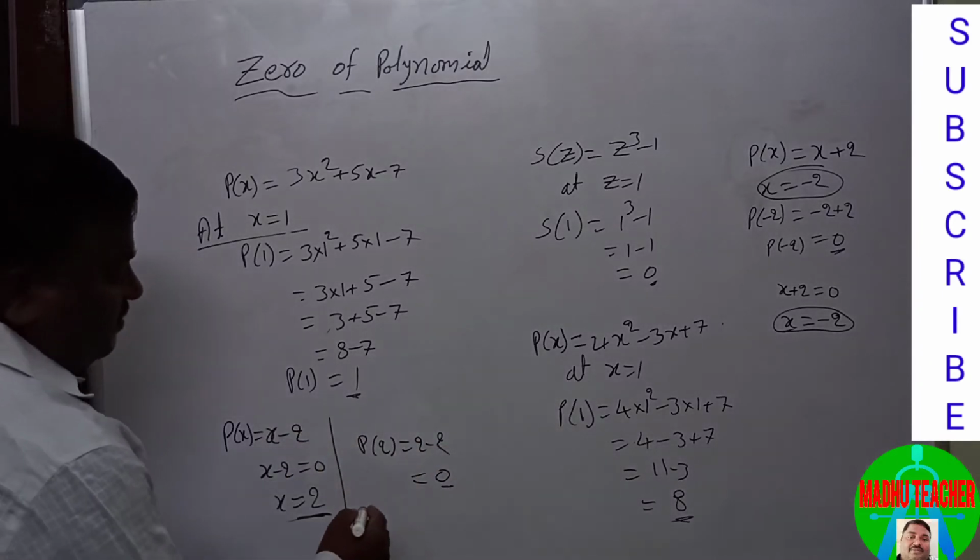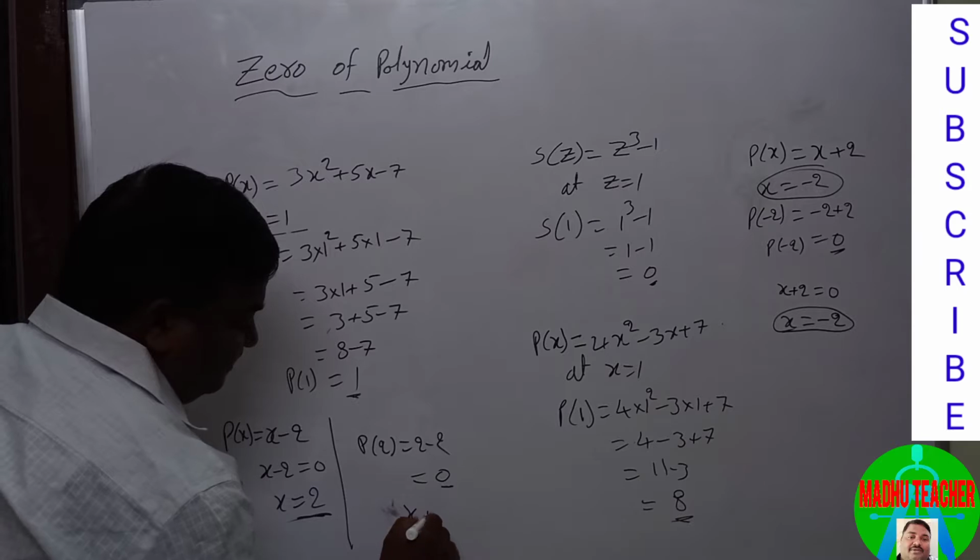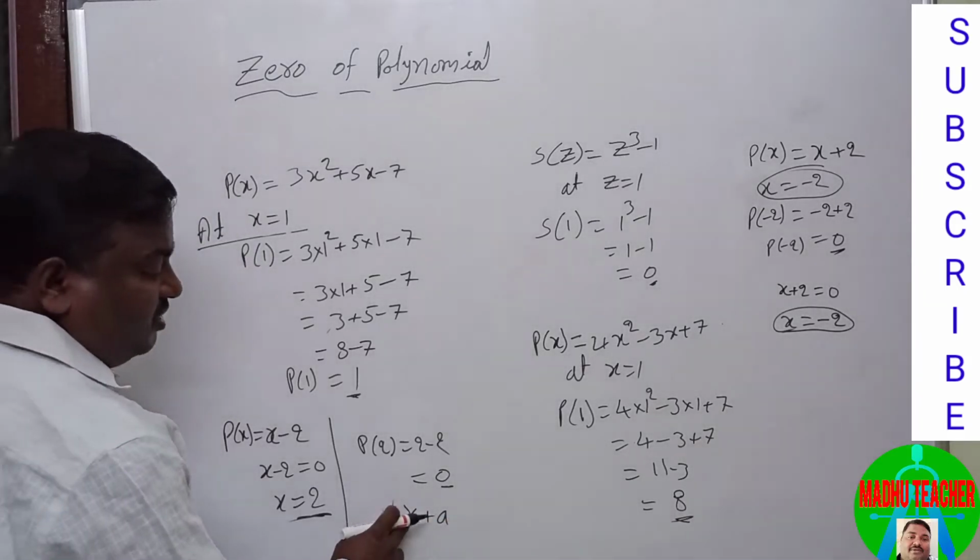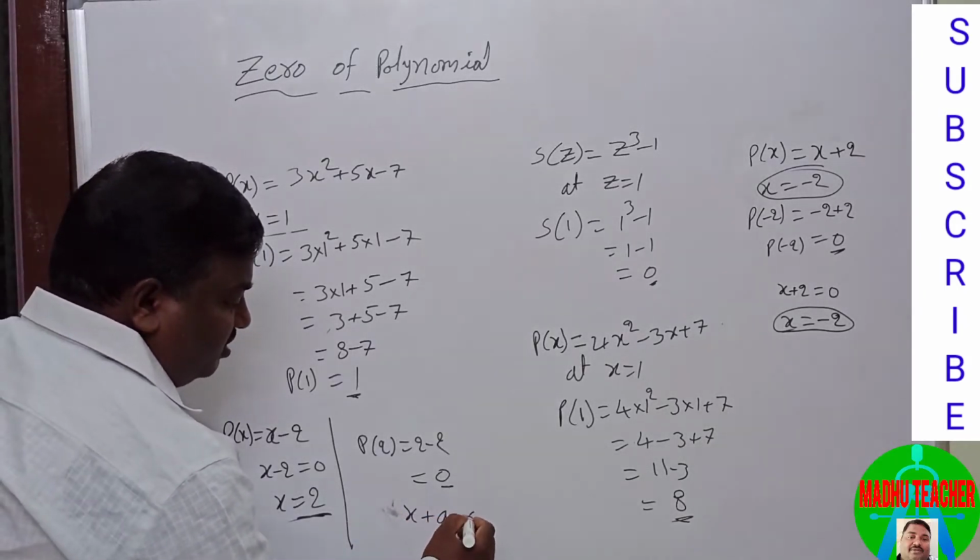Let us see. What is the zero of polynomial x plus a? What is the zero of polynomial? Just take equal to 0.